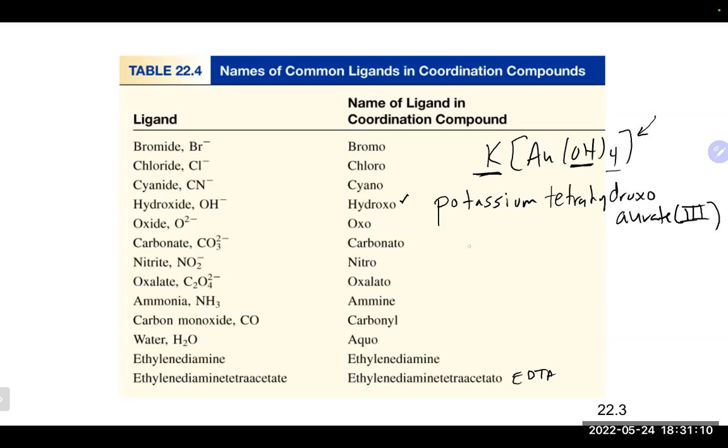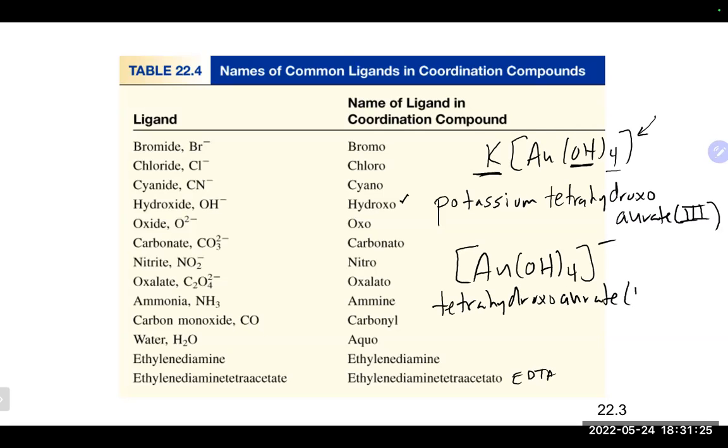If I had just a complex ion by itself without the counter ion there, the name would be just the last part, tetrahydroxoaurate 3, and then you simply put ion at the end of it because it's an ion. So that's typically how you go about naming just a complex ion by itself without the counter ion that is present. Question on that one there? Yeah.